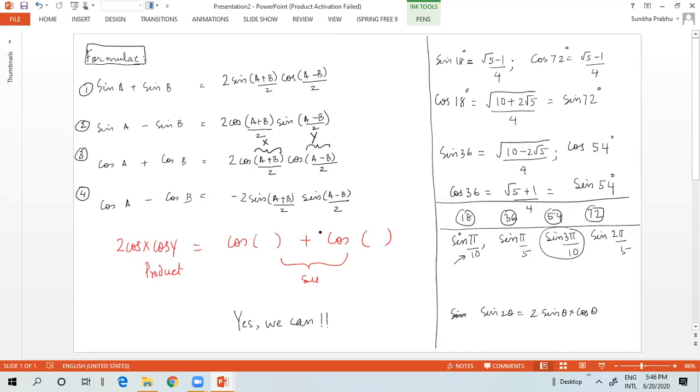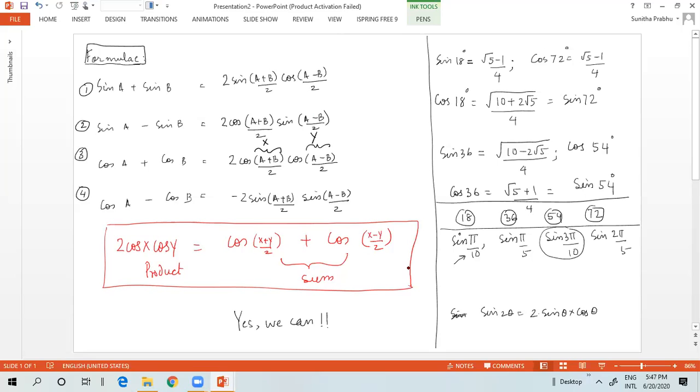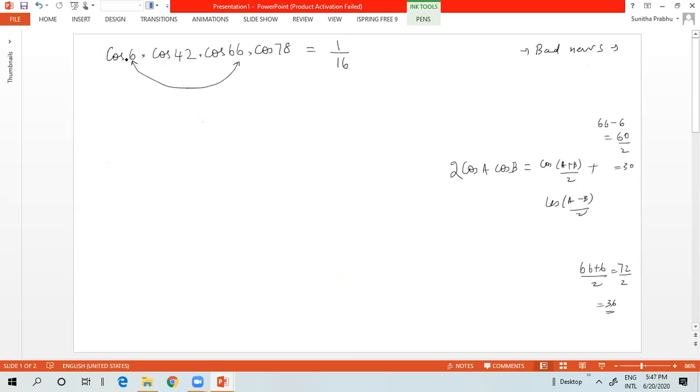So what is this? You will put here x plus y by 2, and here x minus y by 2. That's the trick. You remember this formula: you have a product, you can convert it into a sum; you have a sum, you can convert it into a product. So we are using this formula here. And while using it, you want to check which of the two, if I take, makes sense.